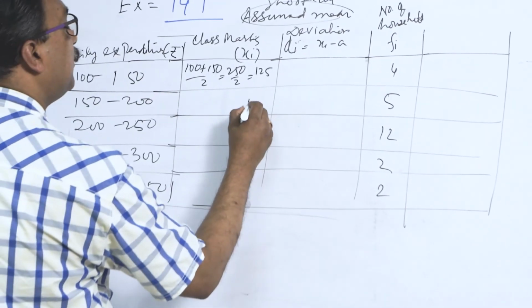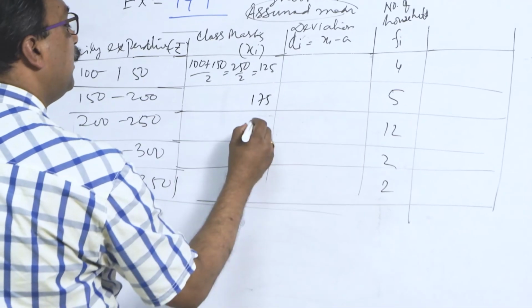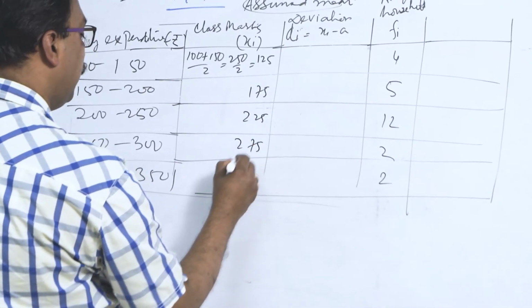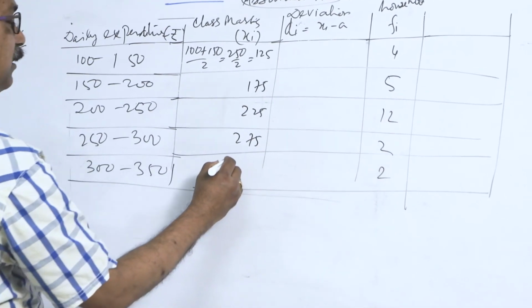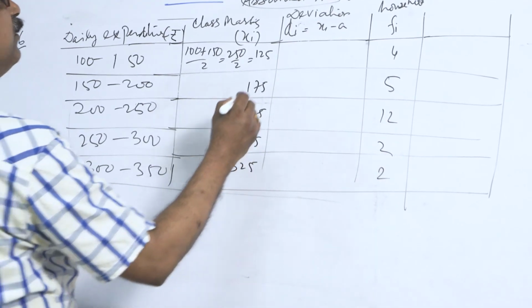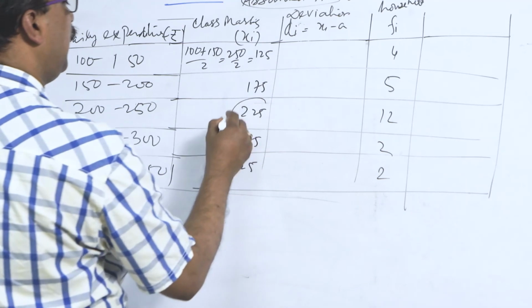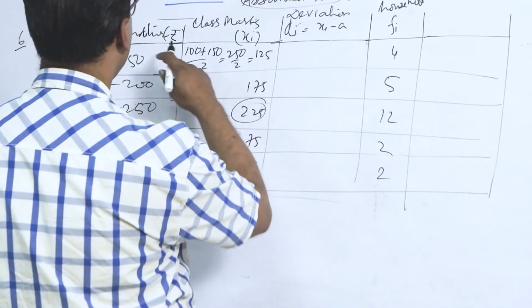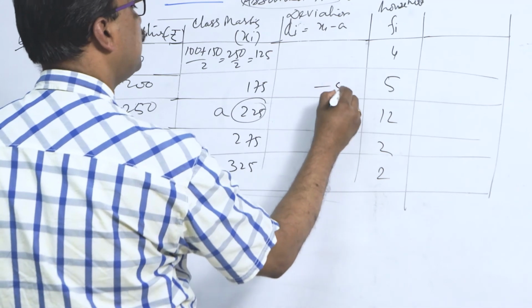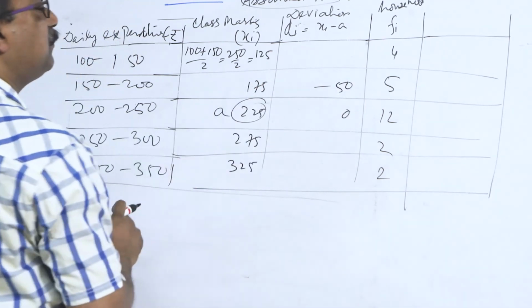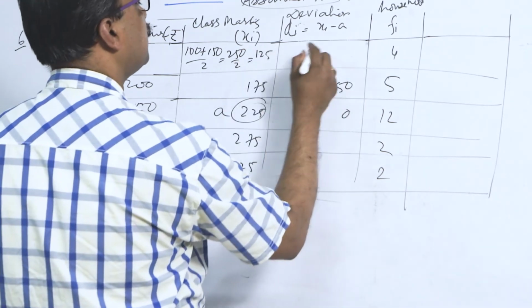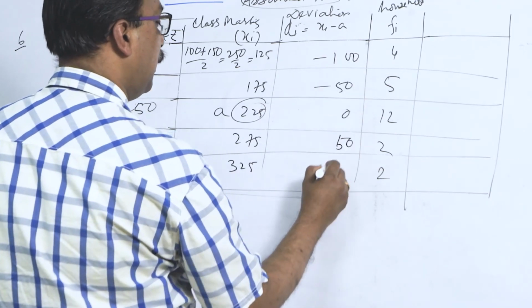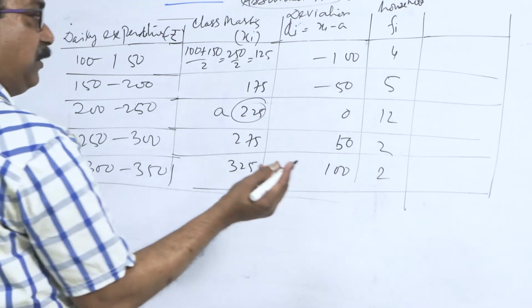So if we add 50, 175, then add 50, 225, 275, and here 325. Then what is a? You choose a here. The difference is 50, so if it is 0 here, it will be minus 50 here. Just look at this: minus 50, this minus 100. Then it is 0, then 50, and then plus 100. The same method I taught you.